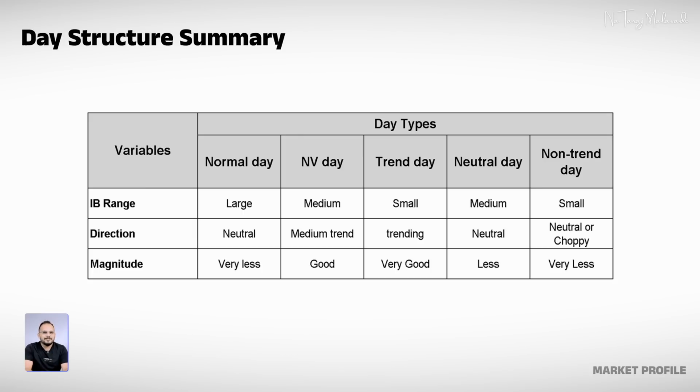Then we have non-trend day. It also starts with a narrow or small IB range. Again, this structure typically results in the market moving sideways or maybe within the IB range. Non-trend days are not ideal for trading because obviously they lack clear direction and also have limited movement.